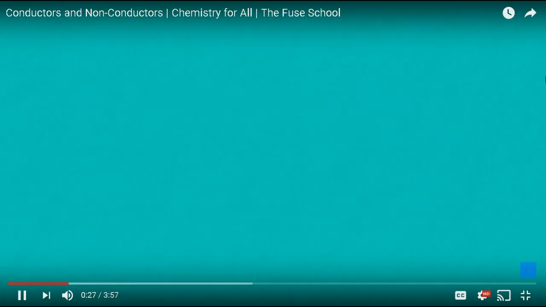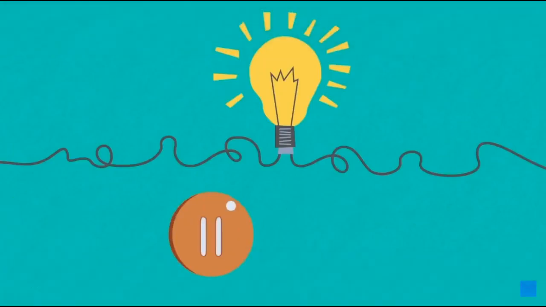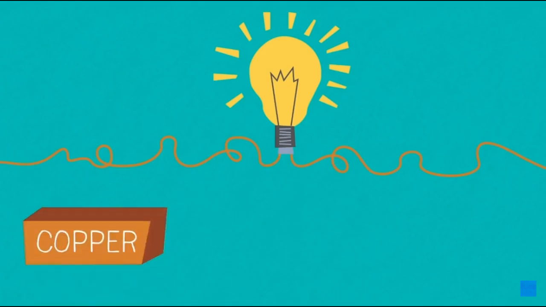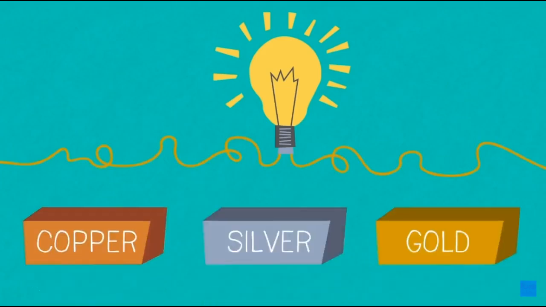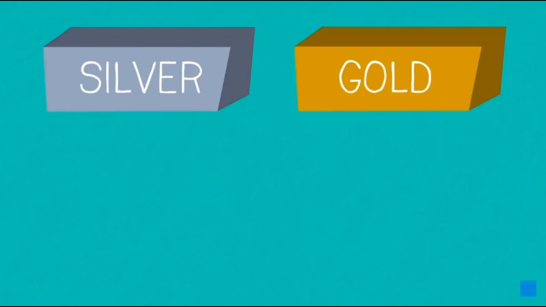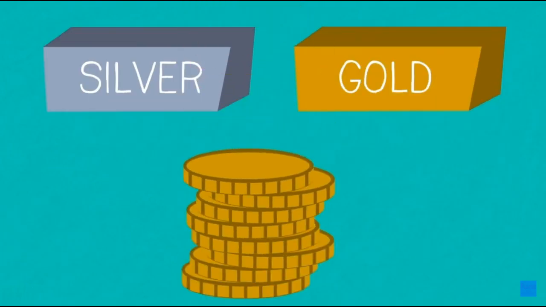Can you name a few metals found in wires? Pause the video and continue when you are ready. The correct answers often include copper, silver and gold. The latter two are not used often because they are very expensive. There are other metals that you could have listed.